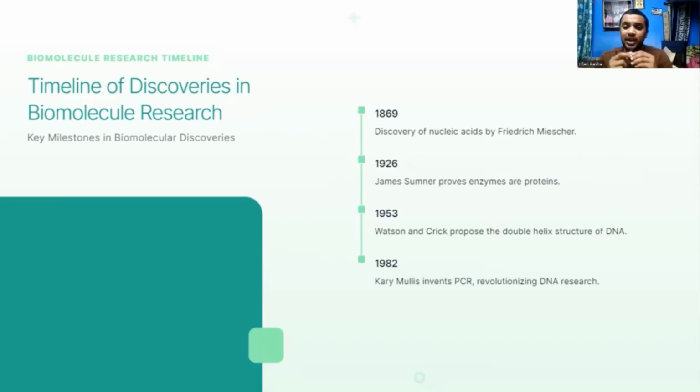So in 1869, the discovery of nucleic acid by Friedrich Miescher, if I'm not wrong. Then in 1926, James Sumner proves enzymes are proteins. In 1953, Watson and Crick proposed the double helix structure of DNA. The double helix structure of DNA, usually we see two helical shapes coming together in DNA.